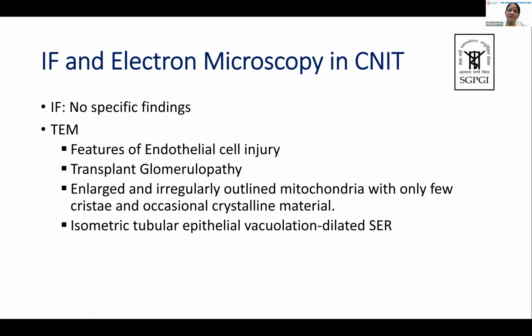So what are the immunofluorescence and electron microscopic changes in CNIT? Immunofluorescence does not show any specific findings. You may have non-specific binding of IgM or complements, as you see in FSGS and other conditions. For transmission electron microscopy, as I showed you, there is endothelial cell injury. You can find reduplication of the glomerular basement membrane, that is the transplant glomerulopathy with multilamellation. You may have enlarged and irregularly outlined mitochondria, and you may have a few cristae and occasional crystalline material. The isometric tubular epithelial vacuolization is basically because of the dilated smooth endoplasmic reticulum.